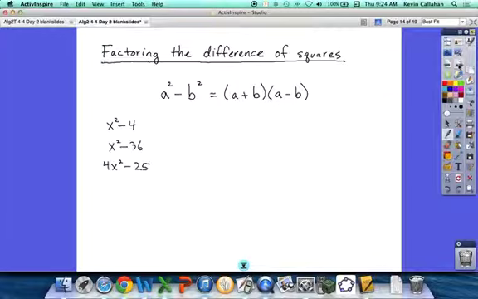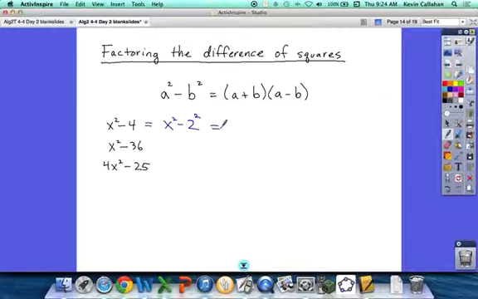Here's the pattern. This formula depends on the fact that you've got two things that are being squared. Clearly the x is being squared. The 4 does not show that it's being squared, but it happens to be a perfect square. What number squared is 4? 2. So if you write it like this, x squared minus 2 squared, now it's exactly in the pattern of difference of squares.